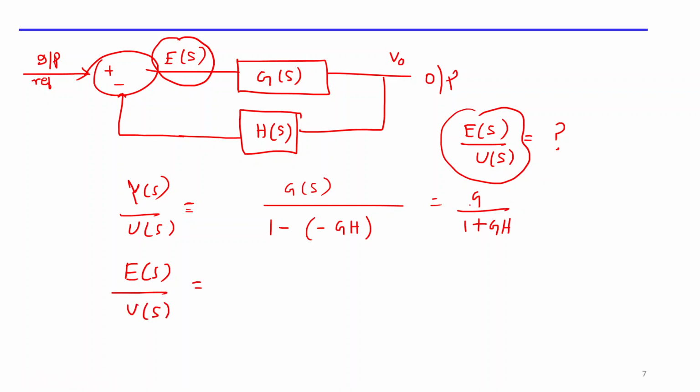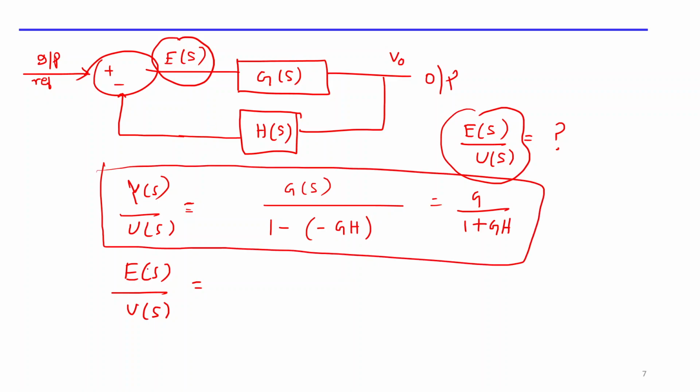So directly, the first case is the transfer function, output by input. But I am saying that you need to find it at any middle point. Let's say this middle point is E of S, so E of S by U of S. E of S is the error and U of S is the input. How many forward paths are there from input to E of S? You just cross this arrow, from here to here. Nothing else is there, so there is only one forward path.